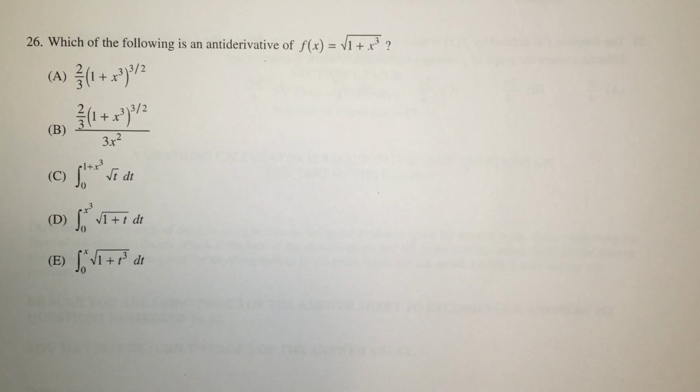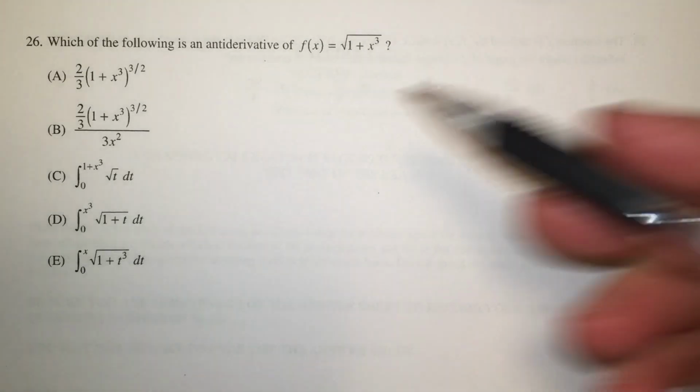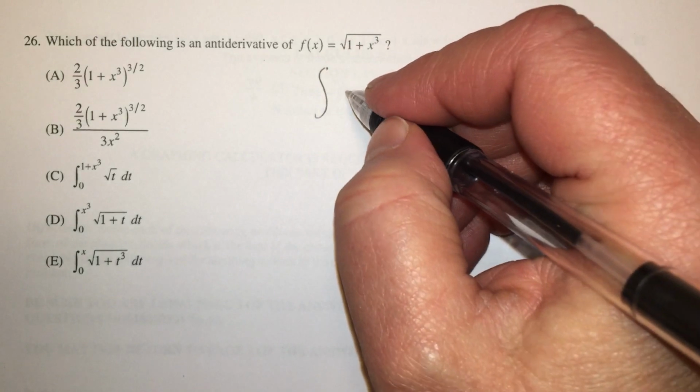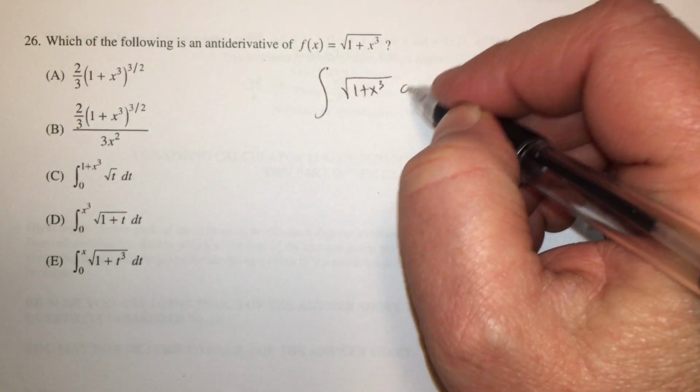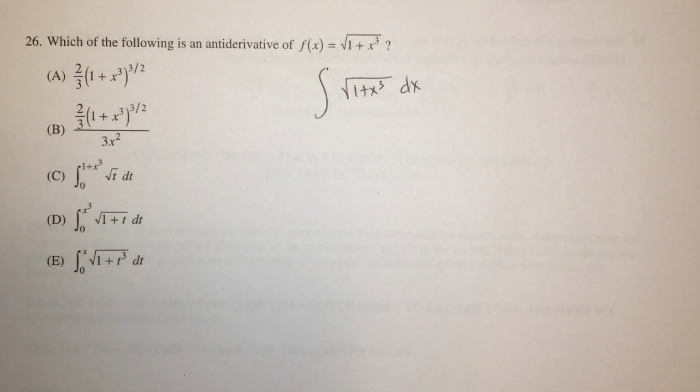Which of the following is an antiderivative of f of x equals the square root of 1 plus x cubed? So antiderivative, another way to say that is like this. I don't know how helpful that'll be, but let's think about that.